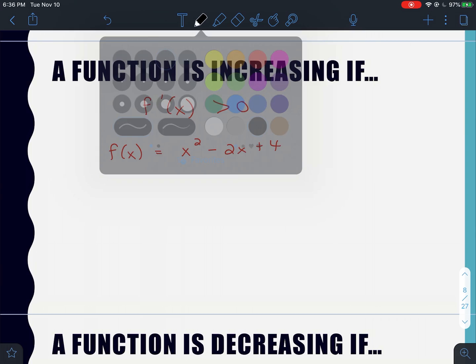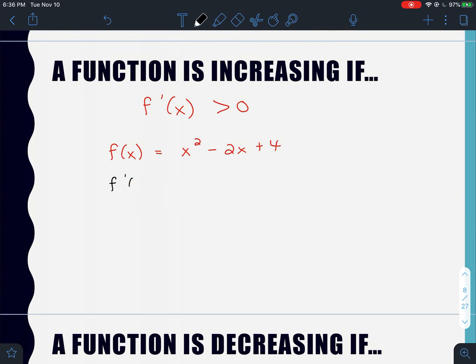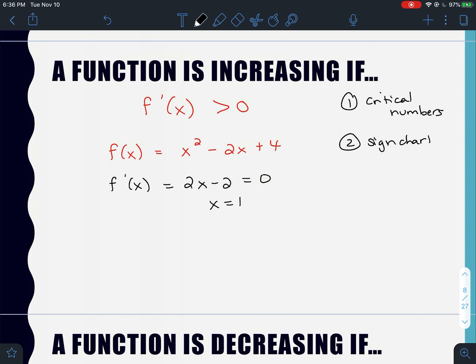So let's look at that function again. f of x equals x squared minus 2x, and then I think it was plus 4. If we want to figure out where this function is increasing, you take the derivative, 2x minus 2, set it equal to 0, and then we get x equals 1. So again, your steps, you need to find the critical numbers, and then you do the sign chart.